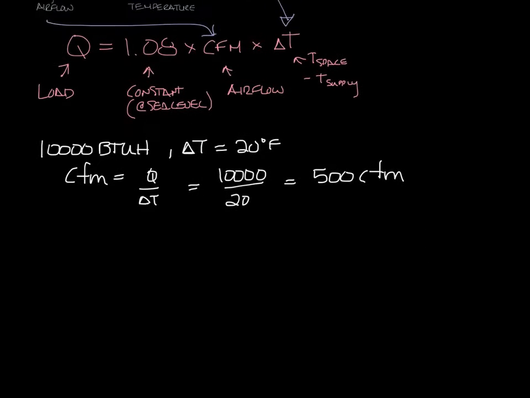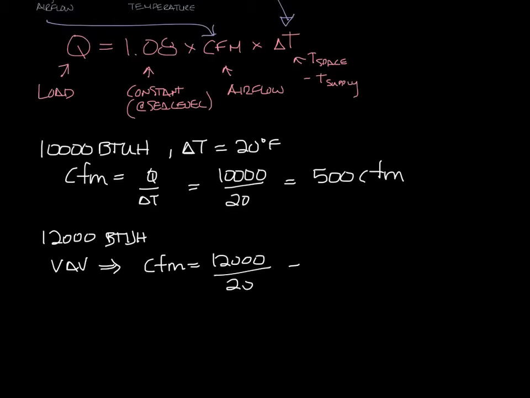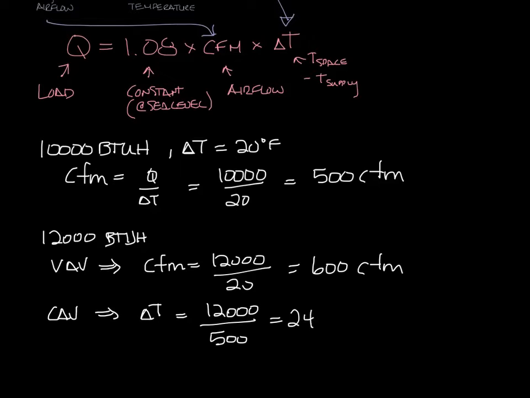Make myself a little more room. Now let's say that the load in the space goes up to 12,000 BTU. In a VAV system, let's calculate what the CFM needs to be, which is 12,000 over 20, is 600 CFM. Now in a constant volume system, we actually need to see what the delta T needs to be. So that is 12,000 over the 500 CFM we're supplying, and that's 24 degrees, which would equate to about 51 degrees supply air temperature.